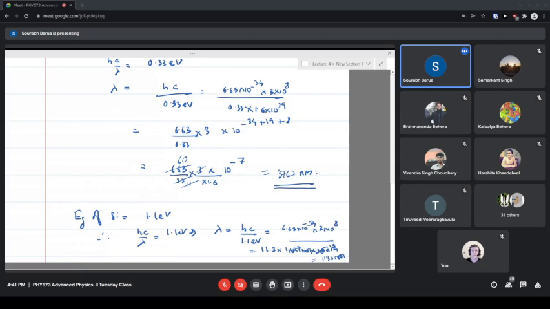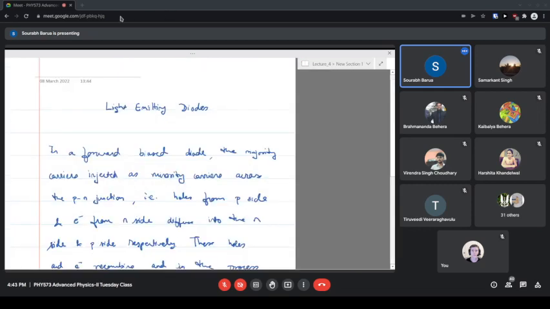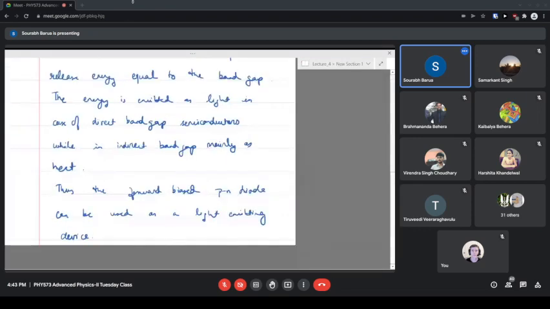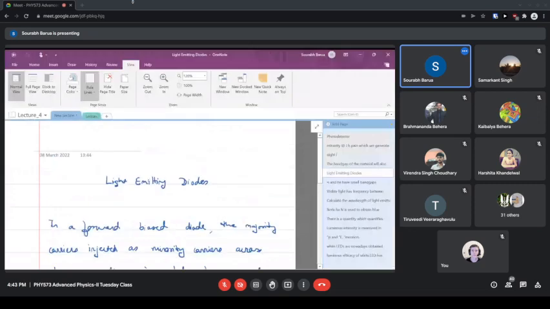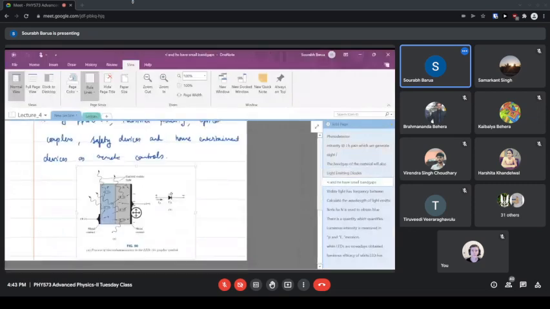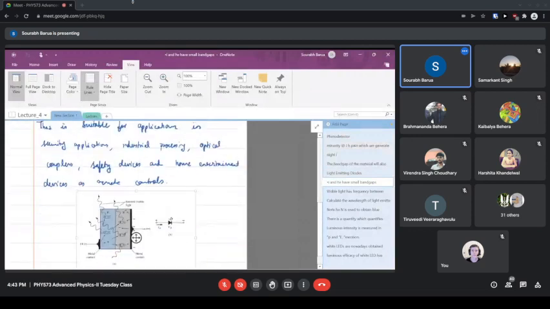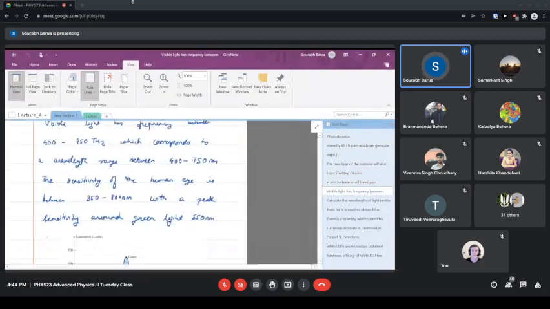Okay, so next we come to light emitting diodes. Let me see, how do you get light in a light emitting diode? What is the mechanism behind this? How do you think the light is being generated? Yeah, nobody has any idea?